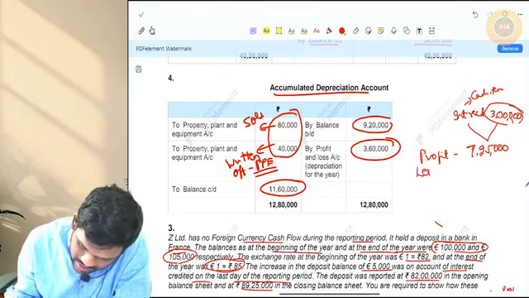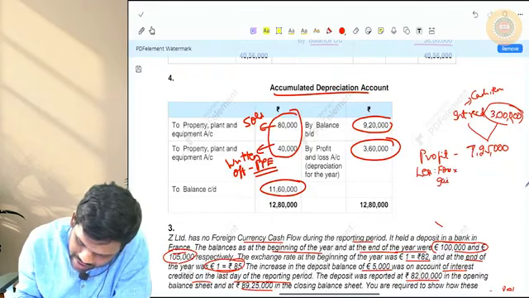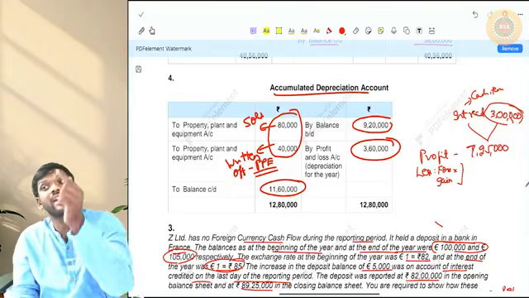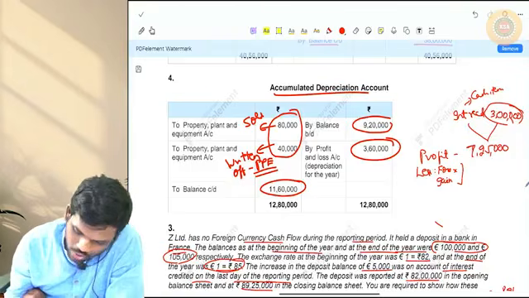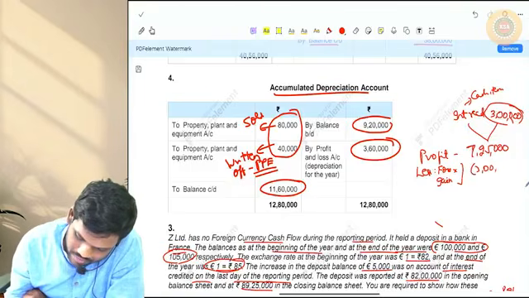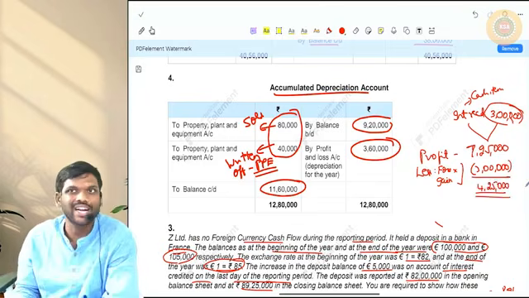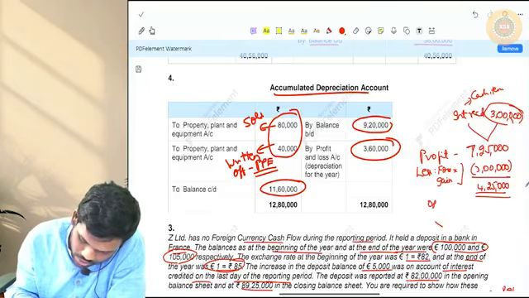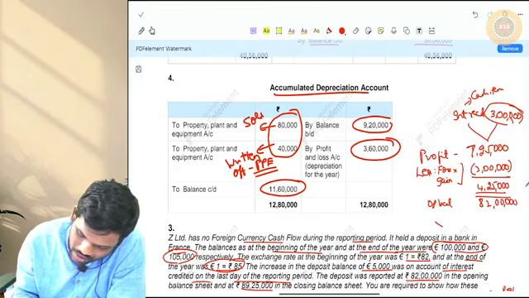So less forex gain. Sir, why are you subtracting, sir? Boss, this would have been credited in P&L, so to remove that we have to subtract. So my net increase in cash and cash equivalents would have been 4 lakh 25. To this, if I add opening balance of 82 lakhs, my answer will only be 86 lakh 25.